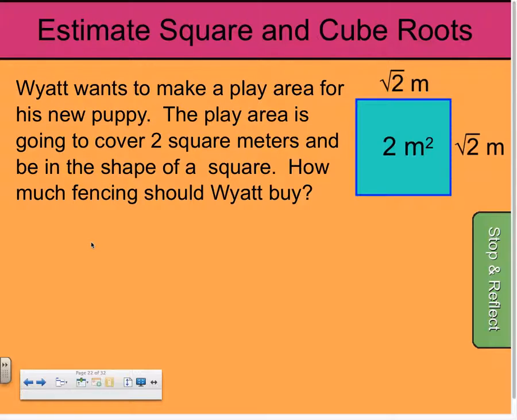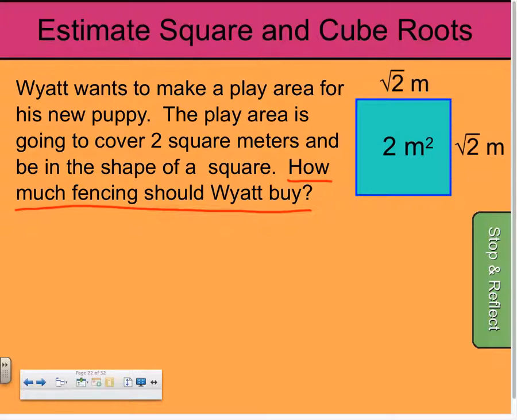He wants to make a play area for his new puppy. The play area is going to cover 2 square meters. We have a diagram to the right, and it's going to be in the shape of a square. How much fencing should Wyatt buy? Now, as you start to do calculations and do some mathematical problems, don't forget what we're actually trying to discover. How much fencing should Wyatt buy?